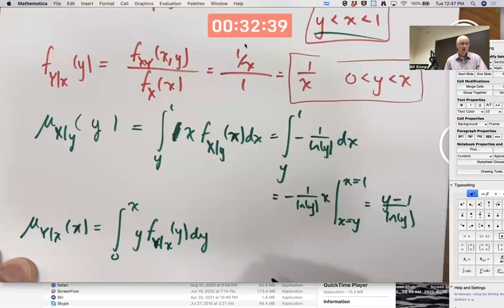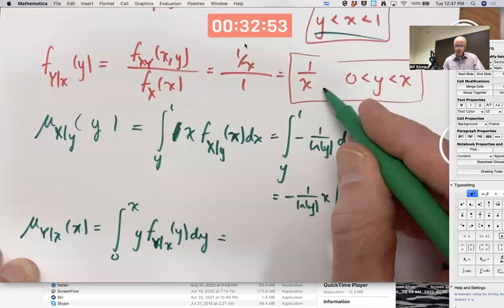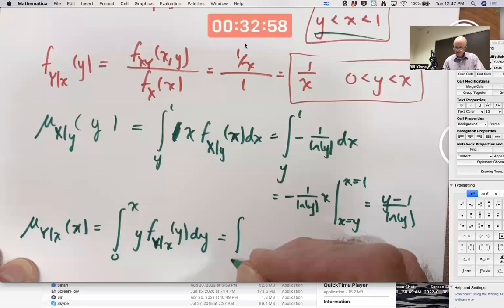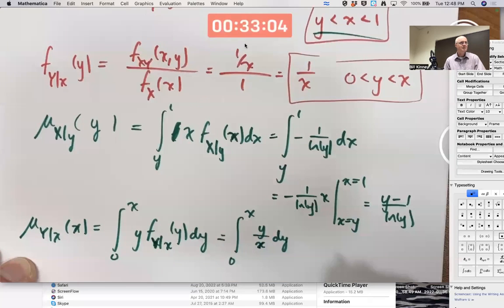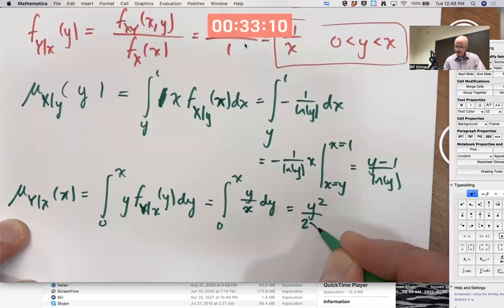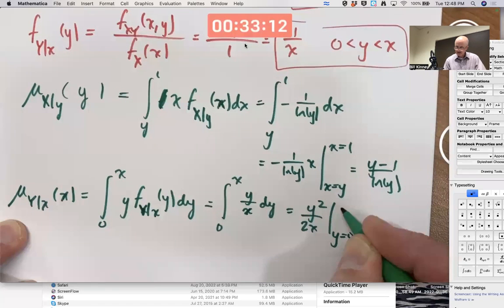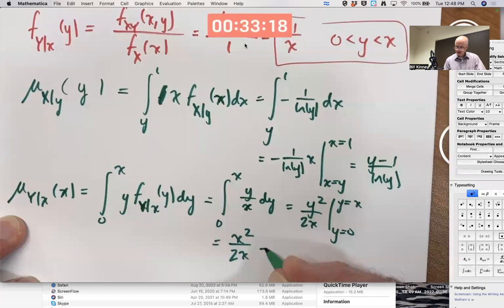So easy to get confused. I get confused too. I have to be very, very careful. And I'm still not guaranteeing I haven't made a mistake. There's your conditional PDF that you have to integrate with respect to Y. I have to multiply times Y. I get Y over X. That's being integrated with respect to Y. Treat the X as a constant, giving you Y squared over 2X. Y goes from 0 to X. Looks like in the end, that's going to be X squared over 2X, which is just X over 2.